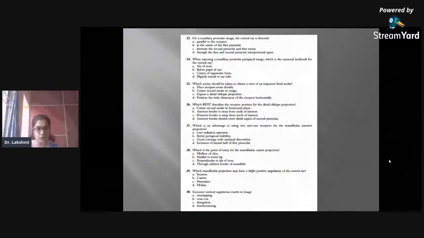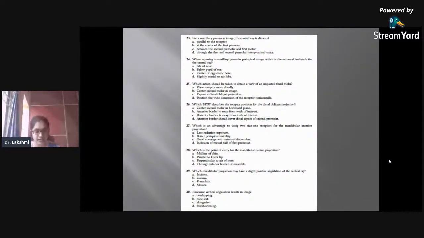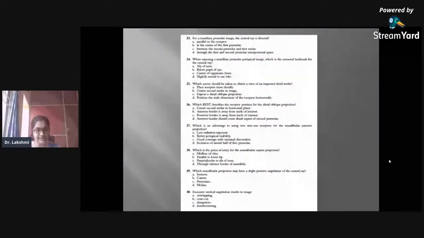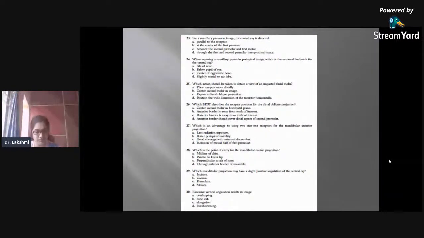Okay, so 27th question, which is an advantage to using two size one receptors for the mandibular anterior projection? That is C, that is good coverage with minimal discomfort to the patient. Like I told you, depends on the curvature of the arch and the number of teeth to be covered. So 27th question, option is C. 28th question, which is the point of entry for the mandibular canine projection? That is C, perpendicular to the ala of the nose.